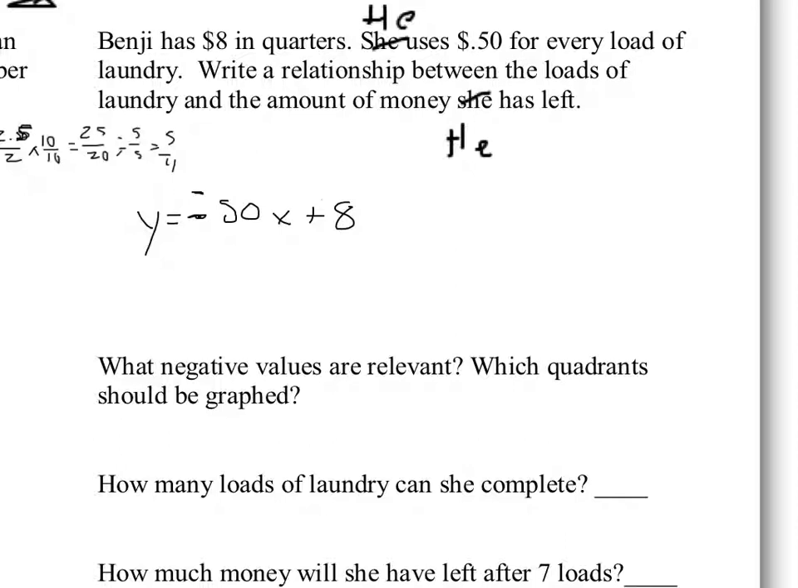0.50 should be an easy one. We shouldn't even have to show any work for this one. How can I write negative 0.50 as a fraction? Danilo. Well, 50 over 100, which would simplify to 1/2. So y equals negative 1/2 x plus 8.